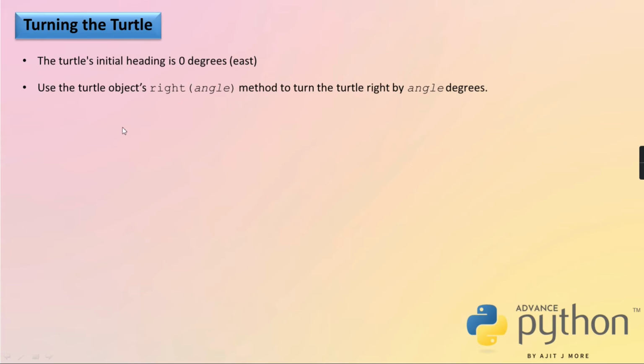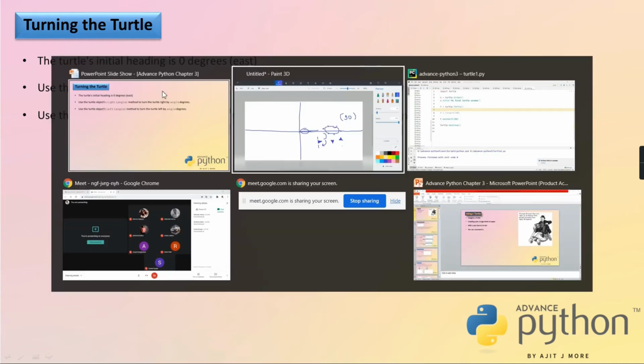This is also a method of the turtle object only. T dot right and angle. So the right and bracket angle method turns the turtle right by the given degree. And use the turtle object's left and angle. And I hope you are assuming the left side and the right side.